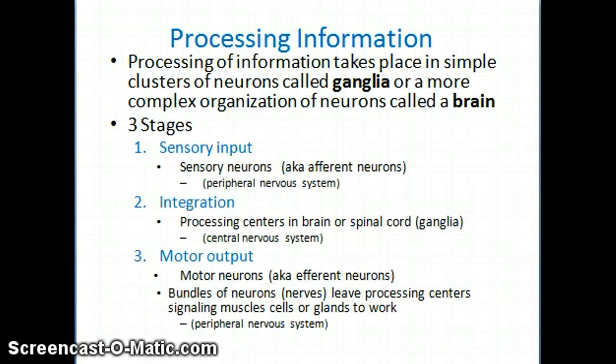So how does the information get processed? It takes place in simple clusters of neurons, which are called ganglia, or a more complex organization of neurons called the brain. There are three stages before that processing occurs. So the first stage, again, is going to be that sensory input via a sensory neuron. We also call sensory neurons afferent neurons, and they're part of the central nervous system.